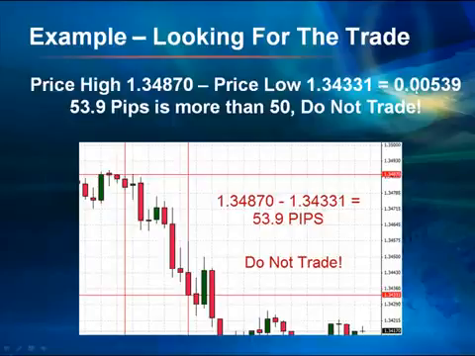and in this case that equals 0.00539, or 53.9, or 54 pips if you wanted to round it up, which is more than 50 pips, so we don't want to trade this day. We leave this trade alone.